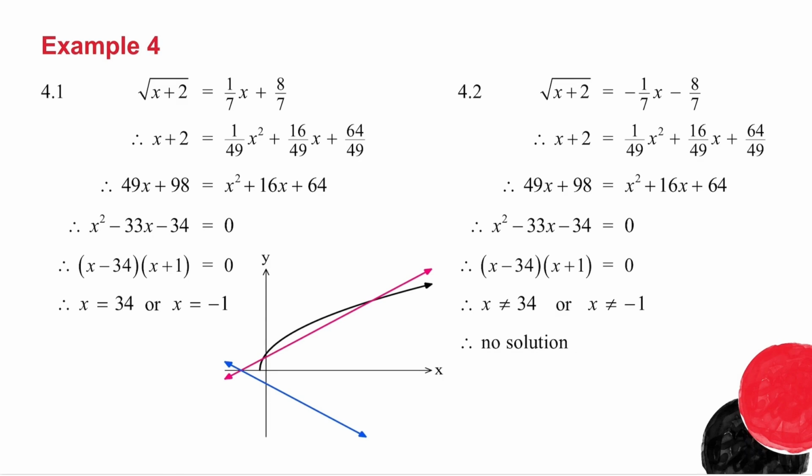The graph of y equals root x plus 2 looks like that. The red straight line is 4.1. You will notice that that cuts twice. The blue straight line is 4.2. You will notice that that never cuts my graph. So often we get two solutions, one of which works and the other doesn't. However, there might be occasions when both work, and there might be occasions when neither works.